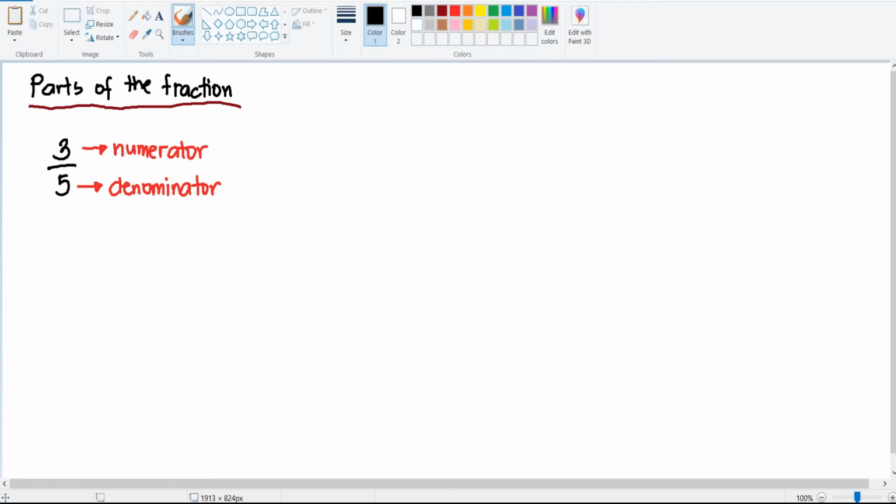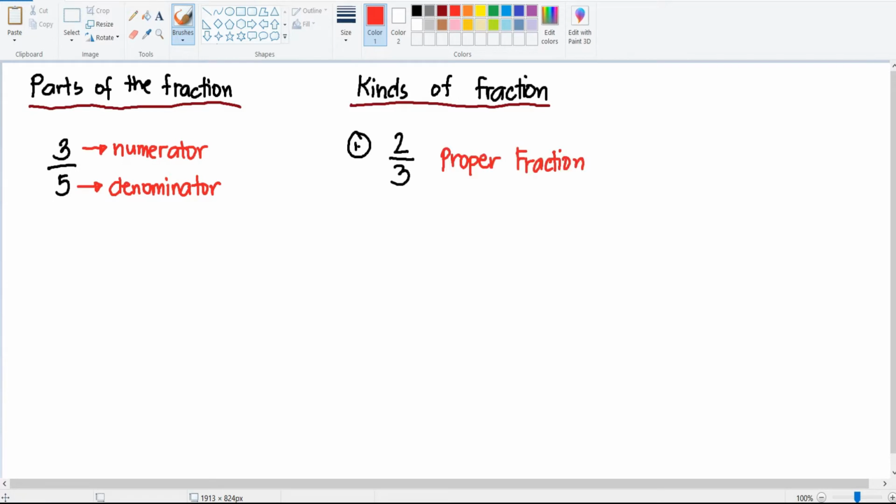Now let us go with the kinds of fraction. So actually there are three kinds of fraction. In number 1, we have 2/3 there. This kind of fraction is what we call the proper fraction. Second one, if we have an example of 9/7, that is what we call the improper fraction. Now, as you can see, the number at the numerator is bigger than the denominator. That is why it is called improper fraction. While in the proper fraction, the number in the numerator should be lower than the number at the denominator.